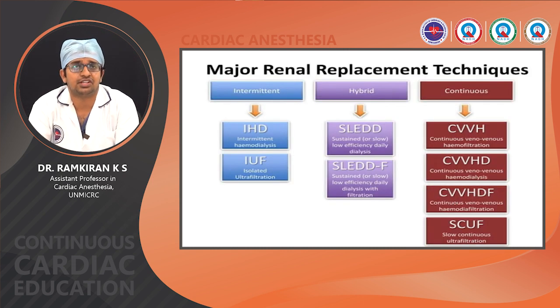As we discussed, we are classifying them as intermittent therapies and continuous therapies. Intermittent therapies are intermittent hemodialysis and intermittent isolated ultrafiltration. Continuous therapies are CVVH, that is hemofiltration, CVVHD, that is hemodialysis, CVVHDF, that is hemodiafiltration, and SCUF, which is only filtration. In between come the hybrid procedures, SLED and SLEDF. SLED is sustained low efficiency daily dialysis, and SLEDF is dialysis with filtration.